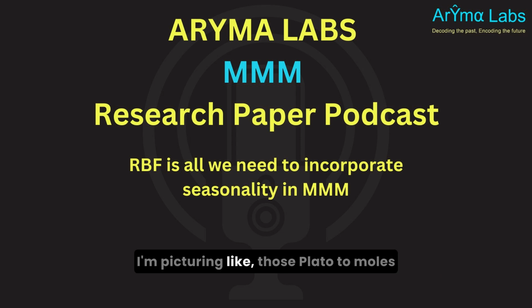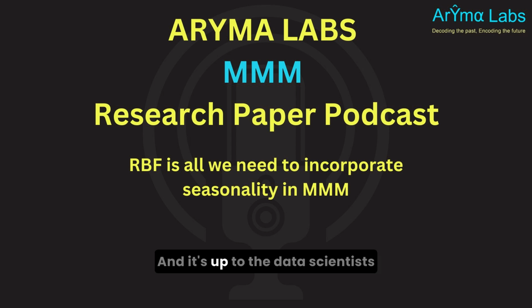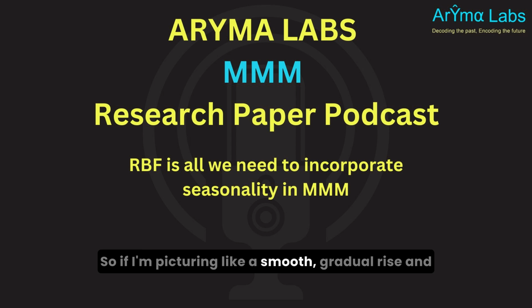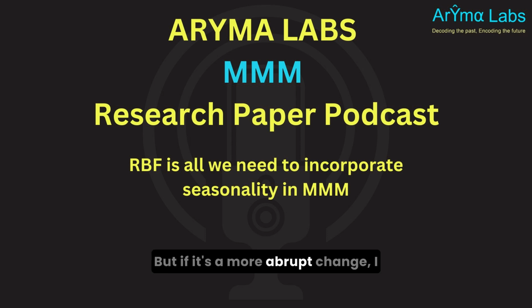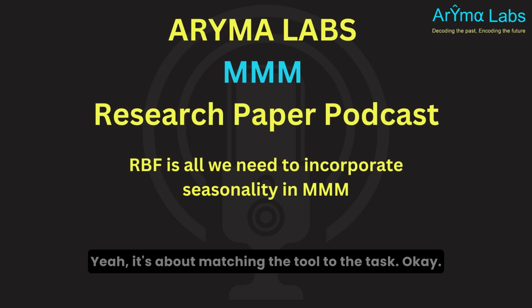I'm picturing those Play-Doh molds from when I was a kid. That's a great analogy. So each kernel function, like the Gaussian, the biweight, or the triangular one we just talked about, creates a different shape for the RBF, and it's up to the data scientists to choose the kernel that best reflects the pattern they're trying to capture. So if I'm picturing a smooth, gradual rise and fall in sales, maybe I'd pick a Gaussian kernel. But if it's a more abrupt change, I might go with something like the triangular. Exactly, it's about matching the tool to the task.